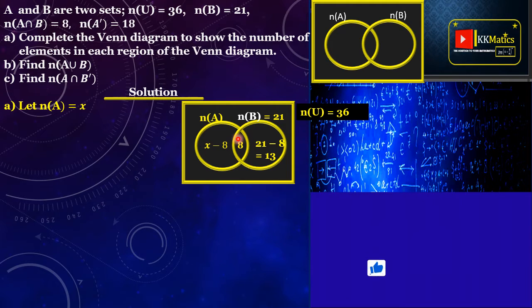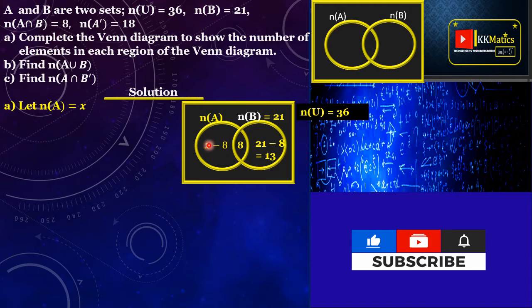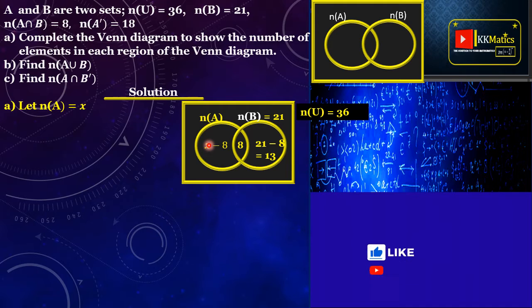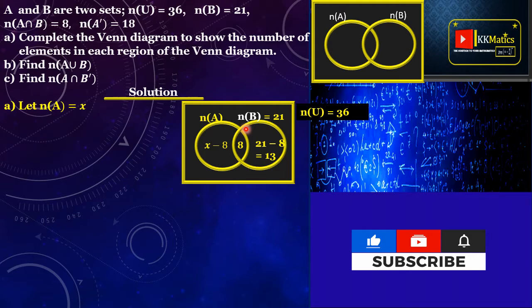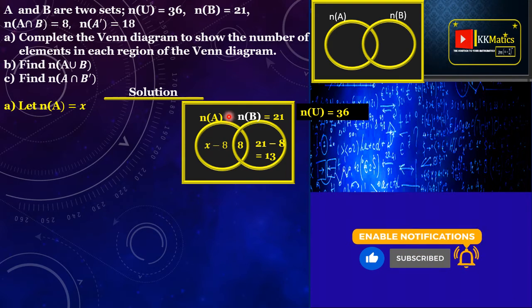Since the number of elements in A is x, this part, as you see on the screen, happens to be A only. Of course, if you are given a full pizza and a portion of it is taken from it, you won't still have a full pizza; it's going to be a portion of it left. So if this portion, as you see on your screen, is taken off, we'll be left with x minus 8, and that is A only.